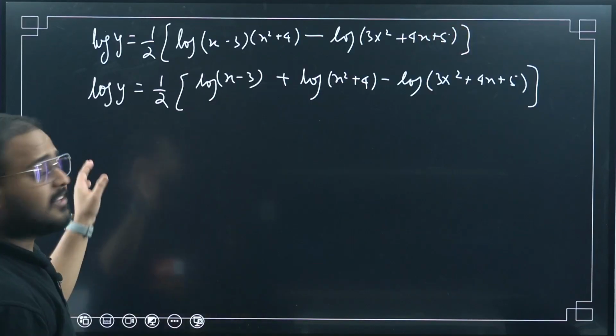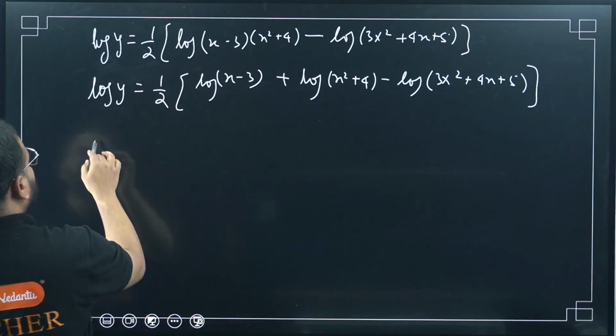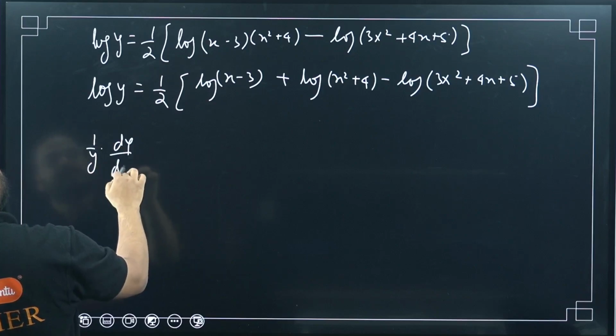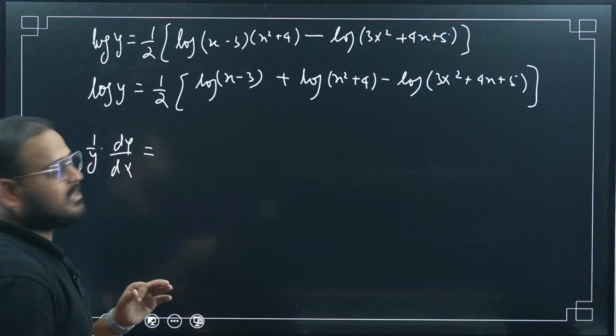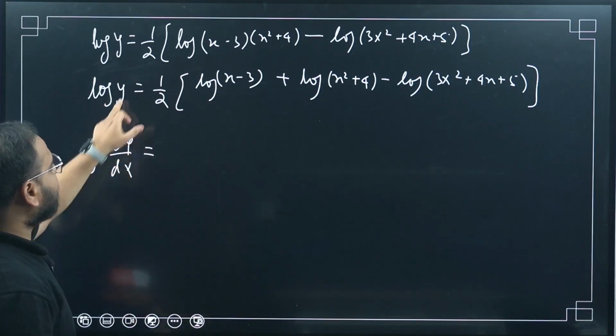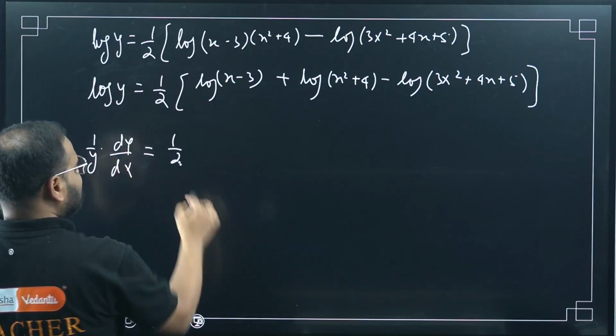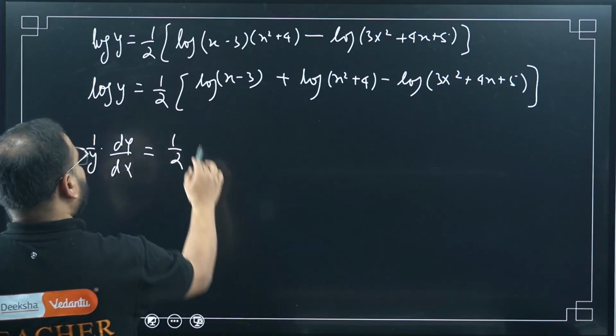Now we'll take the differentiation. What is the differentiation of this? It will become 1 by y dy by dx. Yes or no? Please check. Log y will be 1 by y, and then we have to do chain rule again, dy by dx. Keep 1 by 2 as it is, and take differentiation inside.